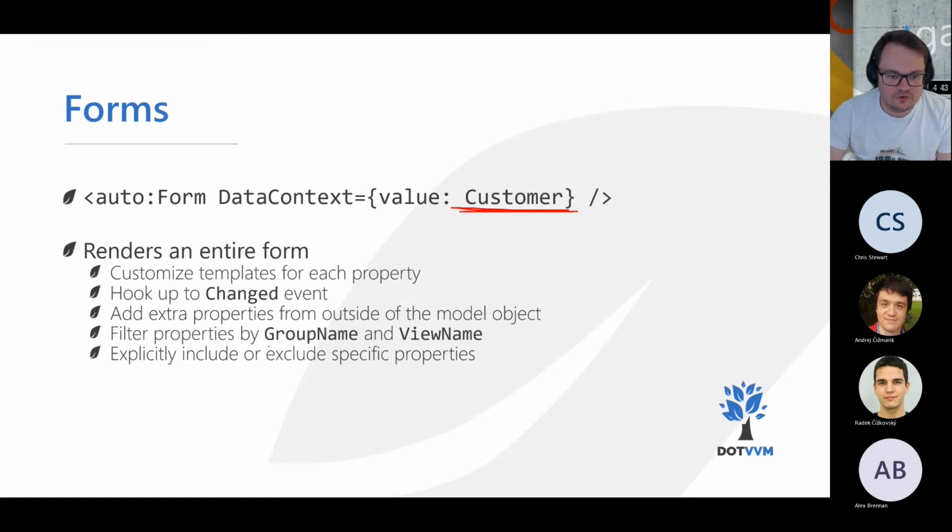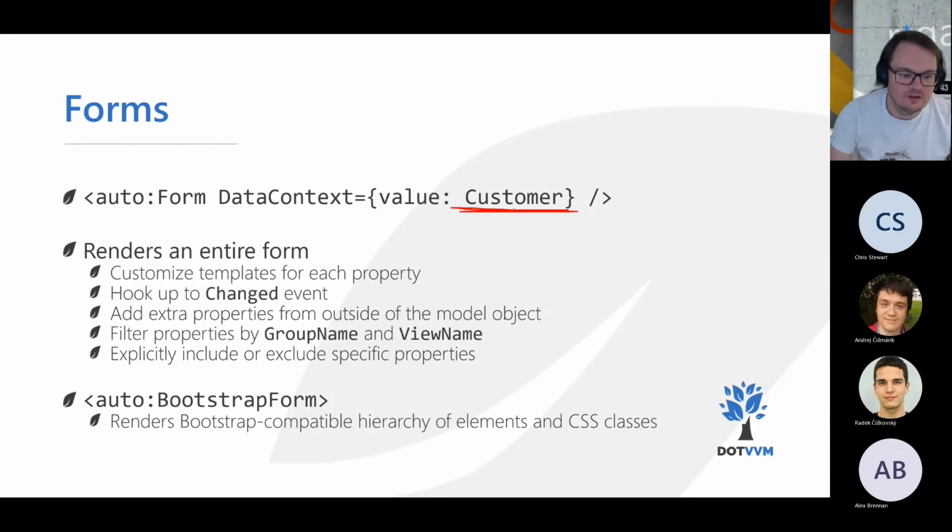And you can also filter the properties by group name and view name. So for example, if this customer has a lot of properties, you can say, okay, render only the group basic information. And then you can use another form in some other place of the screen, and say, okay, here give me the other properties, the other section of the form, basically. Yeah. So we also have a Bootstrap form, which will generate a Bootstrap compatible hierarchy of elements with the fields.